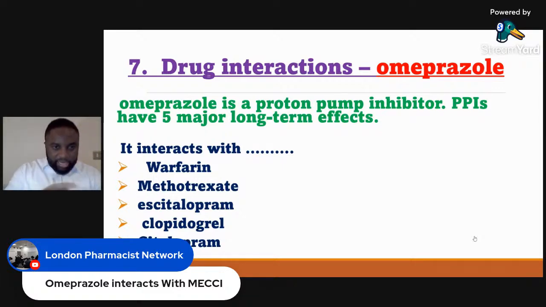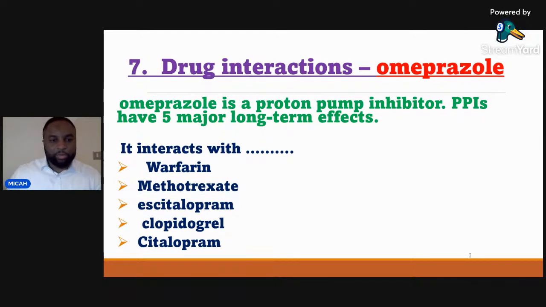Let's take one of them. Let's take clopidogrel. If omeprazole interacts with clopidogrel, what do you think will happen? The problem with taking omeprazole and clopidogrel is that omeprazole will reduce the antiplatelet effect of clopidogrel. By reducing the antiplatelet effect of clopidogrel, it can then predispose the patient to things like strokes, blood clots, and other cardiovascular events. So if you see a drug like omeprazole being taken with clopidogrel, you need to contact the prescriber and let them know that omeprazole needs to be changed to something safer like lansoprazole to reduce the risk of cardiovascular events.